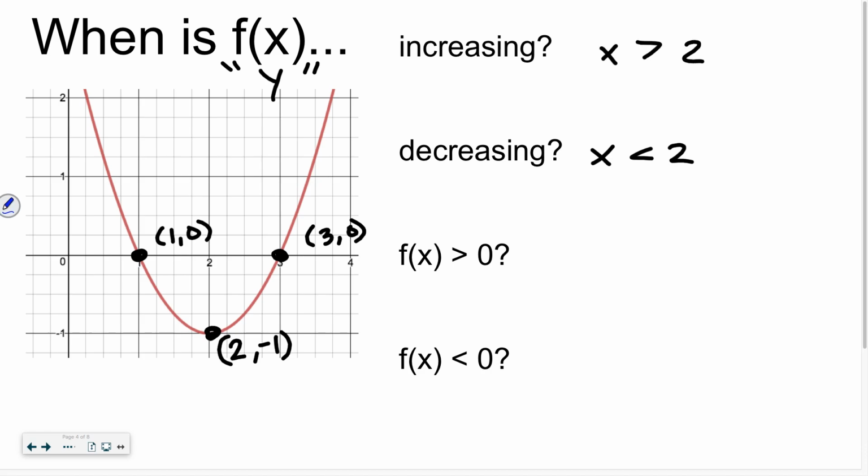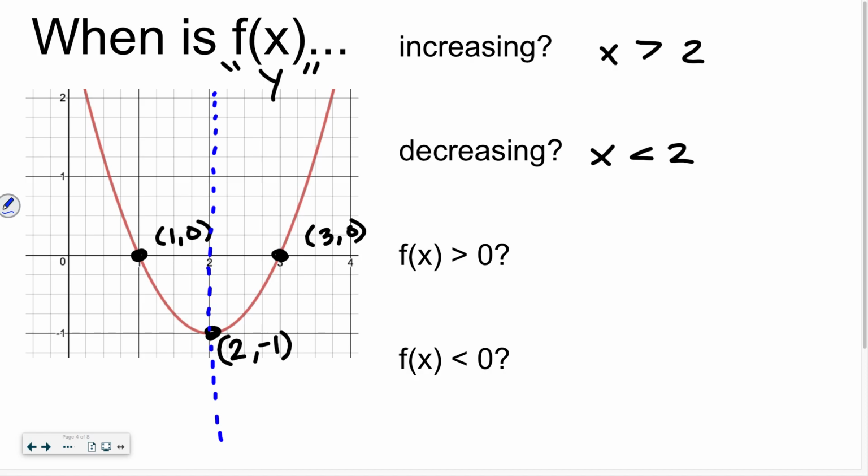So we had talked about back in chapter 2 that the axis of symmetry was splitting it up left and right. And we're referring not to the y values, but to the x's. So on the left side of that line, we're decreasing. On the right side of that line, we're increasing. So we want to focus on the x.